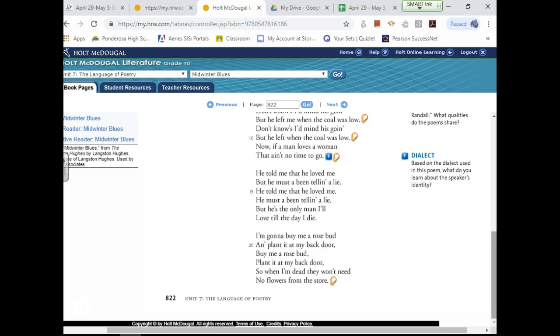Ryan? Maybe she's thinking about ending it all when she says she'll plant the rosebud at her back door, like it gives a little bit of hope, maybe a little bit of escape. Okay. And she does the repetition, right? He told me that he loved me, but he must have been telling a lie, but he's the only man I'll love till the day I die.